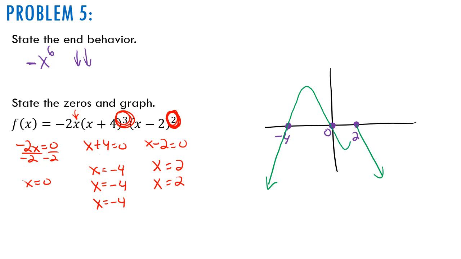I've got to turn it back around, and I hit the 2. And you can see 2 showed up an even amount of times. There are 2 2's, so I'm going to bounce off that point. And when I bounce off that point, I end up going down, just like my end behavior told me I should.